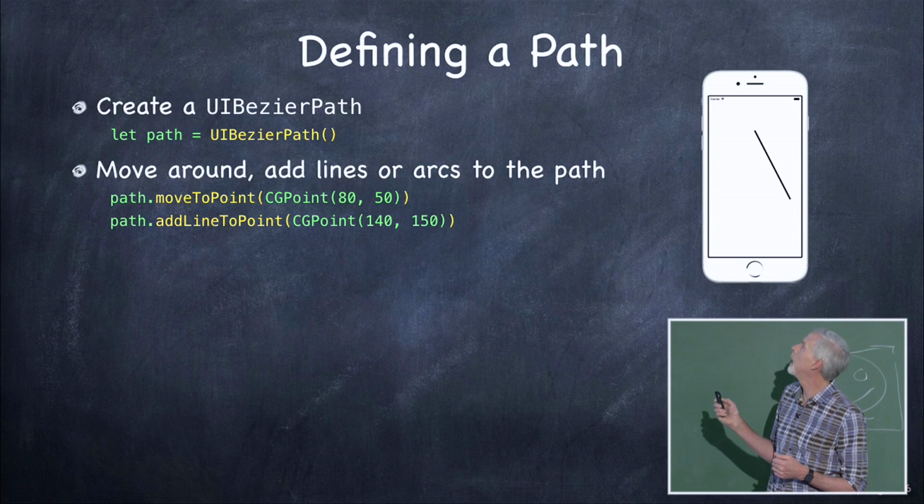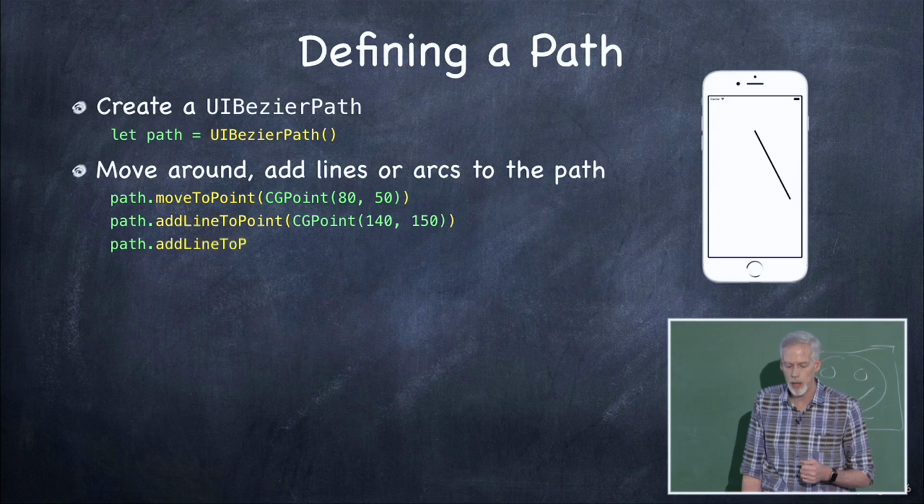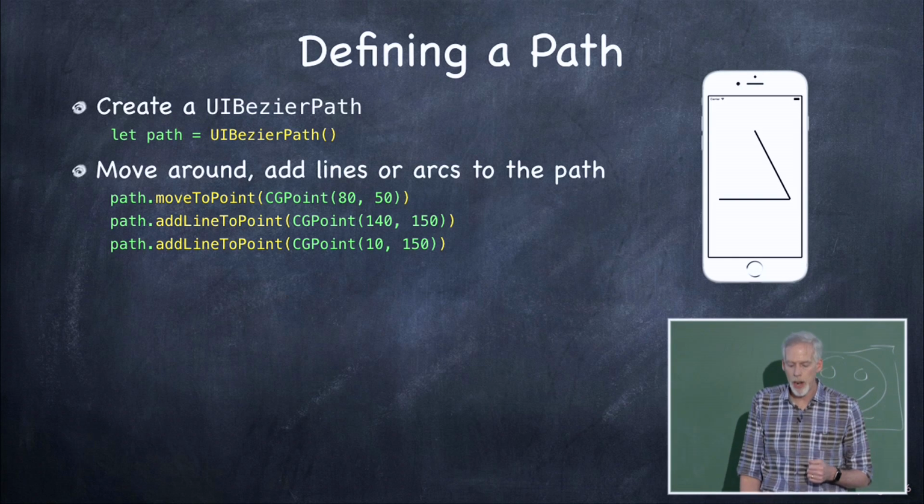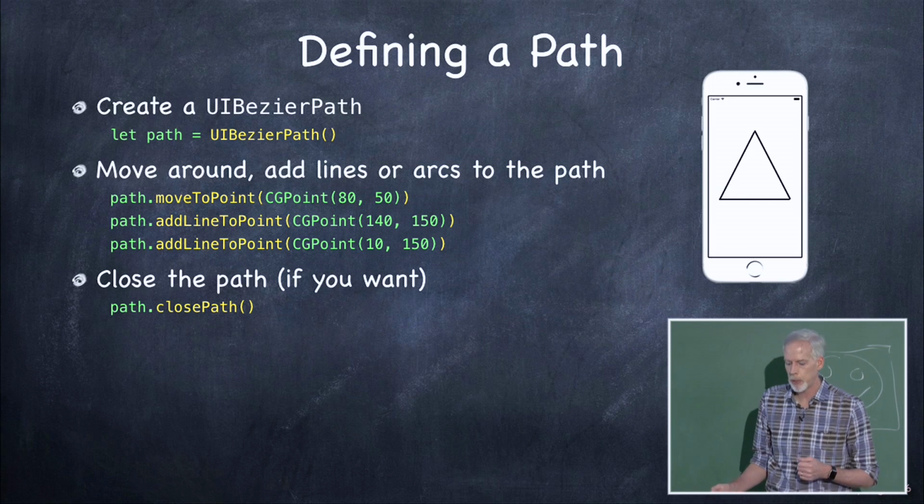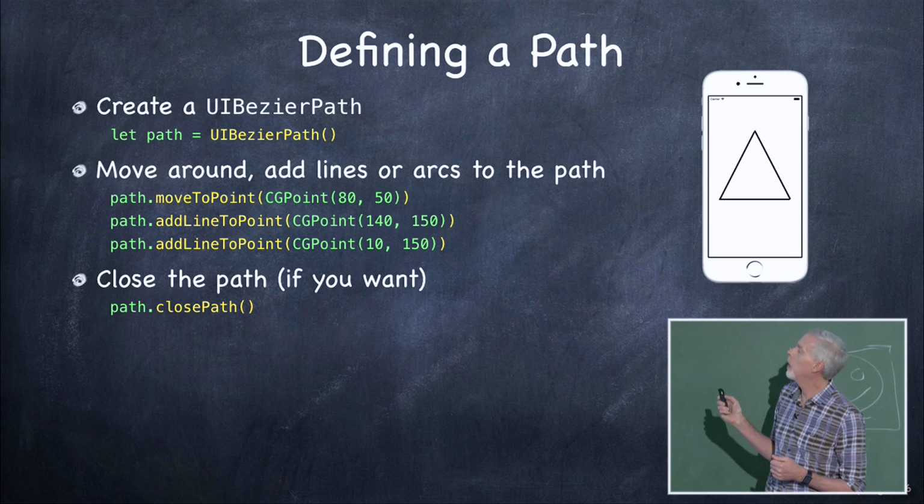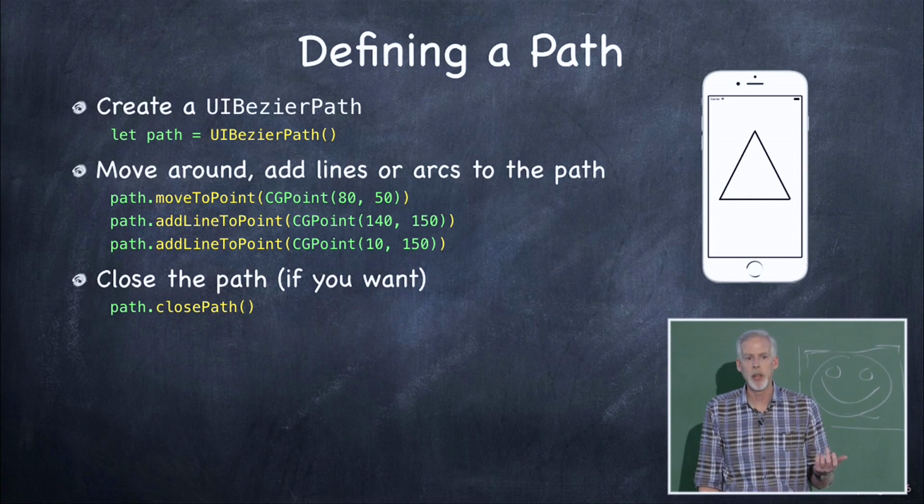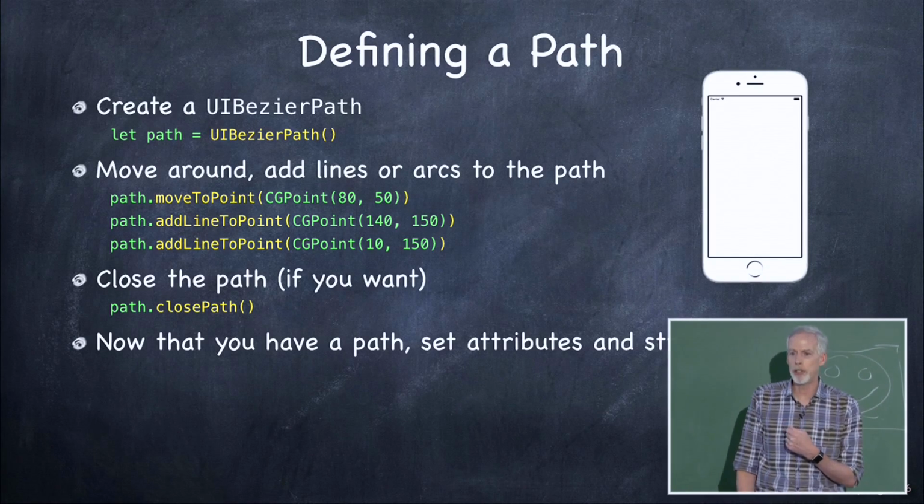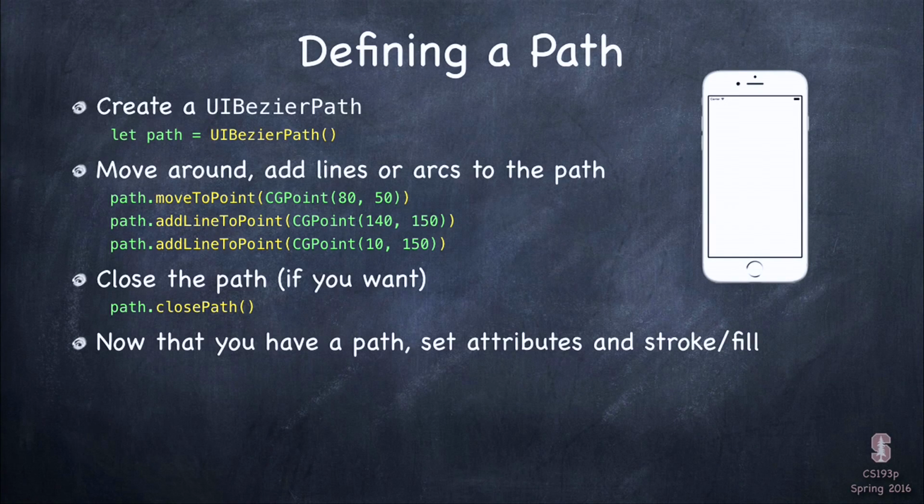Remember, our origin is up here. Positive numbers are going down. Okay? I'm going to add another line over here, to 10, 150. And then I'm going to close the path. There's a method called closePath. And that just goes back to the starting point. So that closes it. And boom, I've created a triangle. Now, I've misled you a little bit here because no drawing on screen would actually happen if you put this in your drawRect. If you put these lines of code in your drawRect, nothing would happen. Because all you've done here is create that path. You have not drawn it on screen. You haven't stroked it or filled it.